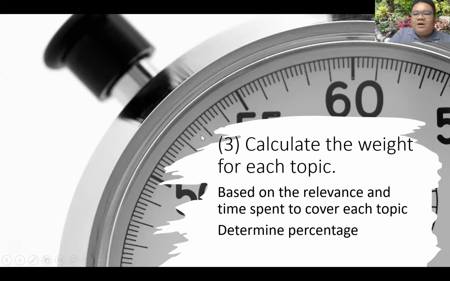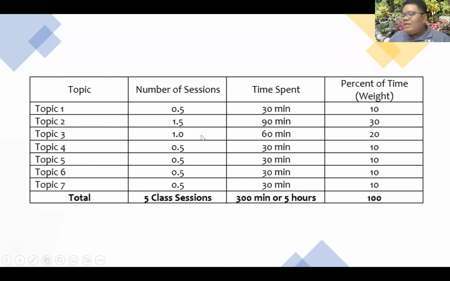Now, let's have an example na. So class, paano po tayo magka-calculate? Halimbawa, you have 7 topics and then you have 5 class sessions. If you would look at it here, topic 1 was discussed daw sa half meeting. Yung topic 2, 1.5 meeting. Yung topic 3, 1 meeting talaga.